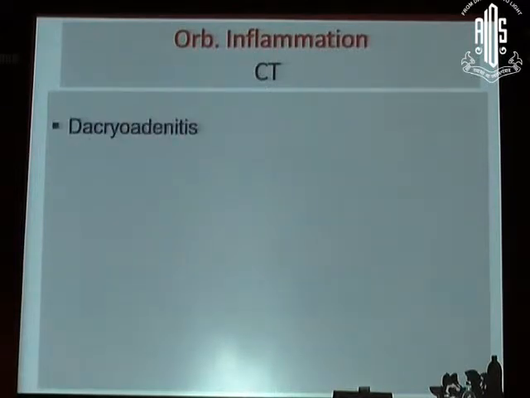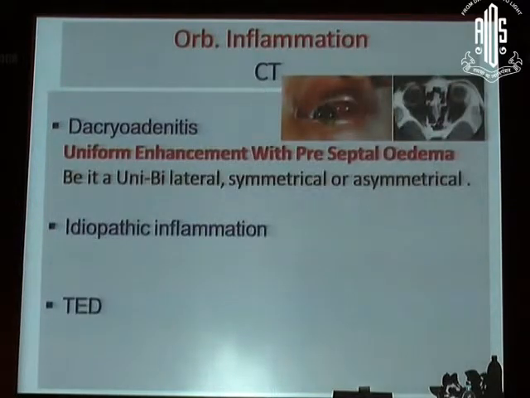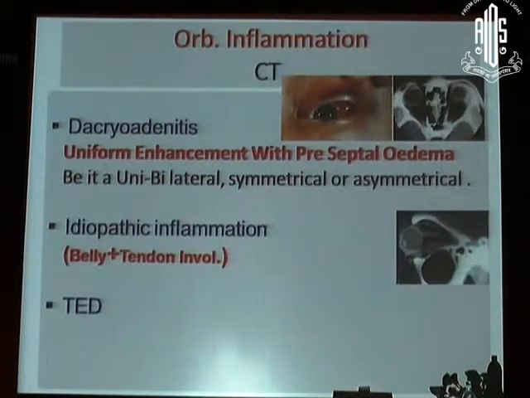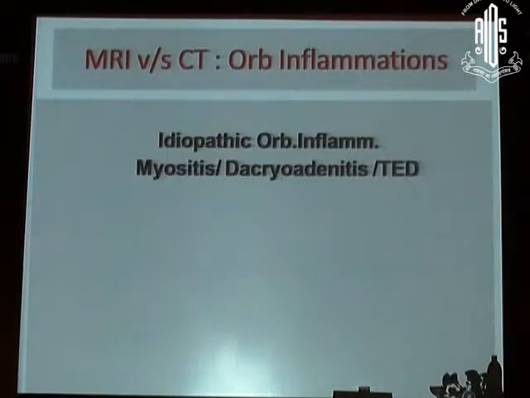Orbital inflammation can be in the form of myositis, idiopathic inflammations, or thyroid disease. There is a uniform enhancement with retrobulbar edema seen on CT, whether the myositis is unilateral, bilateral, symmetrical, or asymmetrical. So one can pick up a myositis also. In idiopathic inflammation, one can see enlarged belly as well as the tendon, which is very clearly seen even on CT. And in thyroid eye disease, one can see a belly involvement predominantly and not the tendon. So one can differentiate this on CT.